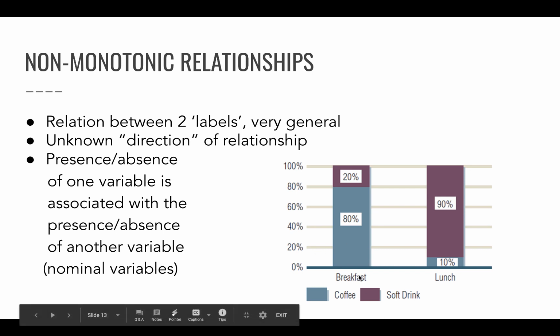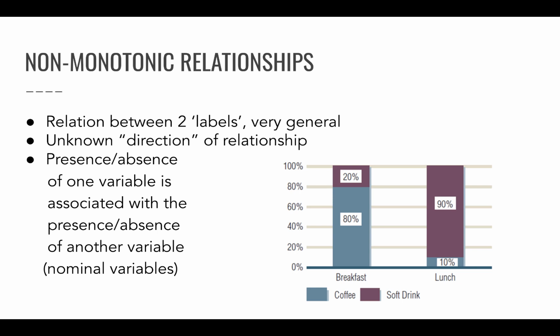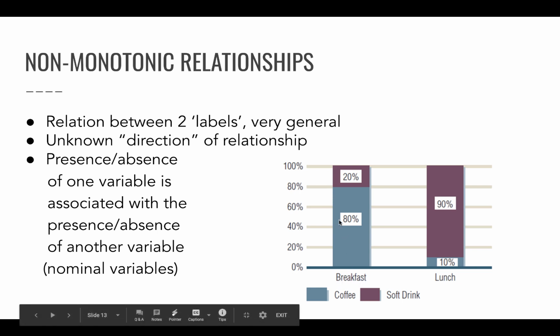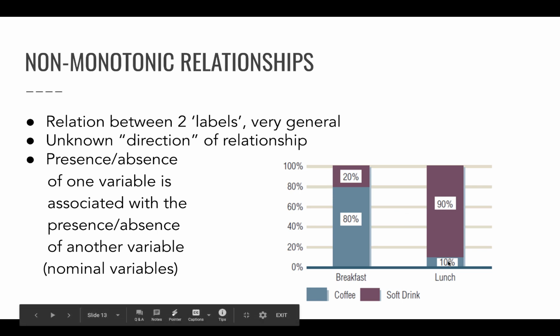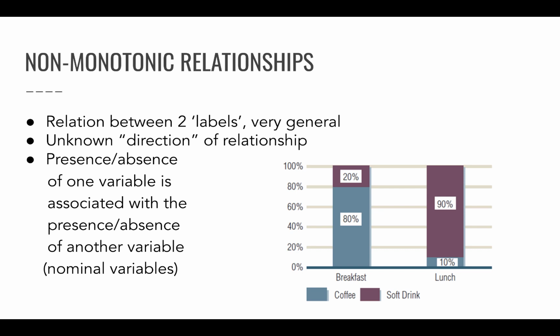So you have your two variables, one being time of day, breakfast or lunch, the second being type of drink, coffee versus soft drink. Data could show you, for example, that during breakfast there's a majority of coffee orders. So you see that 80% of the orders is for coffee and only 20% is for soft drinks. Whereas when lunchtime comes around, these proportions flip. So you see an overwhelming majority of soft drinks as opposed to coffee orders. These types of relationships can be assessed by means of a crosstab chi-square analysis, which I'll show you in SPSS.